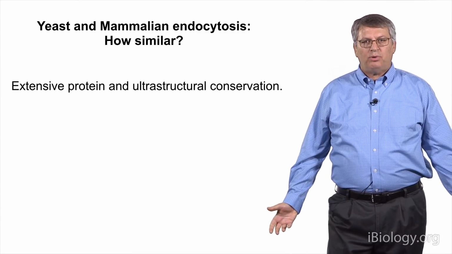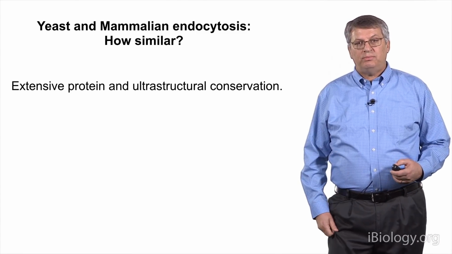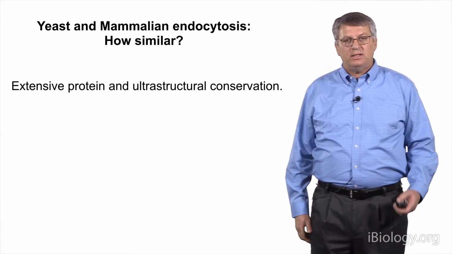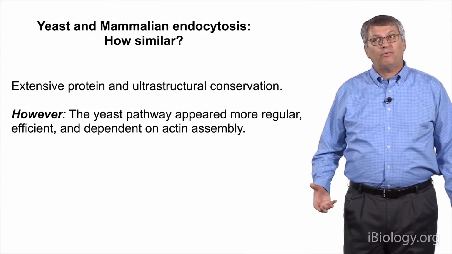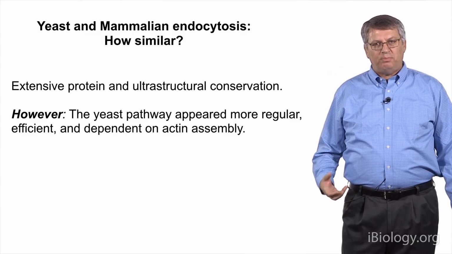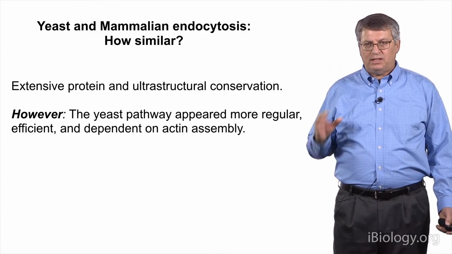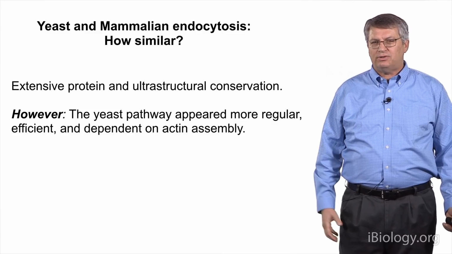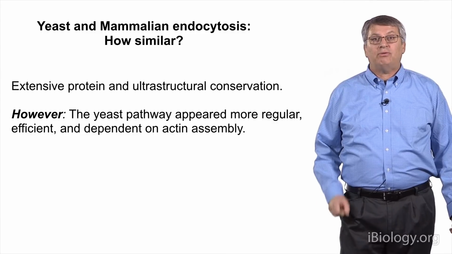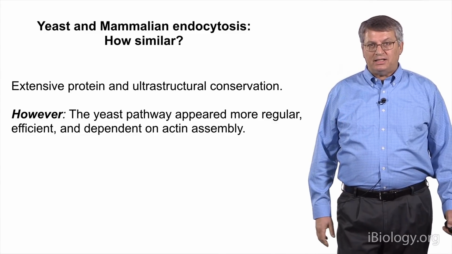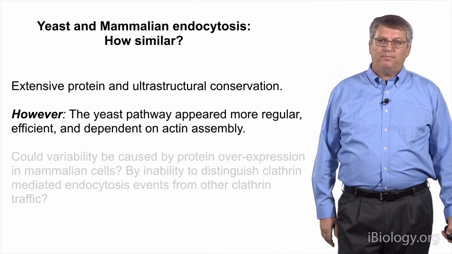Okay, so yeast and mammalian endocytosis, how similar are they? There's extensive protein and ultrastructural conservation in the process. However, the yeast pathway appeared to be more regular than the mammalian pathway and appeared to be very efficient. Over 90% of the sites that were initiated ended up forming a vesicle, which was different from what had been reported in mammalian cells. And also, the yeast pathway was absolutely dependent on actin assembly, but not the mammalian pathway.